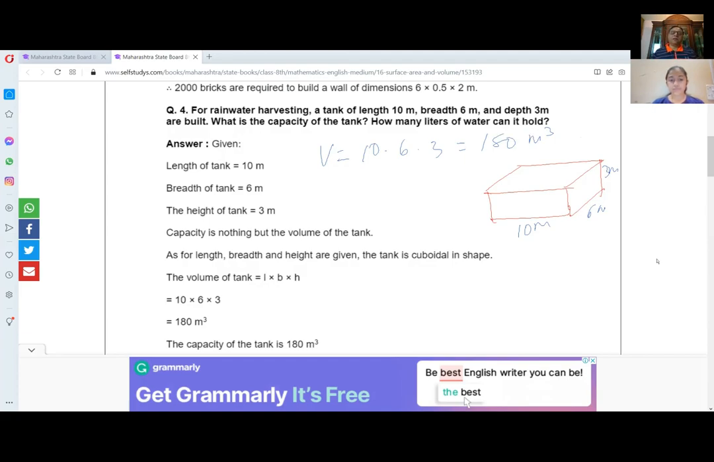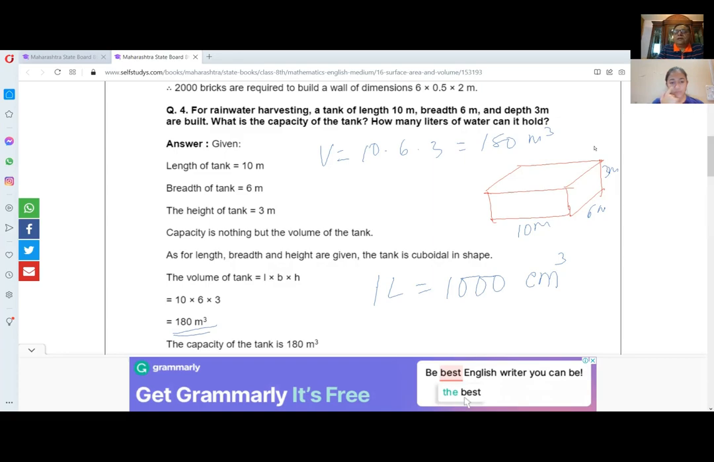Can you tell me what is the relation between liters and meter cube? What is 1 liter? 1 liter is 1000 milliliters, 1000 cc, centimeter cube. So 1 liter is 1000 centimeter cube. But what you calculated is meter cube. So in meter cube and liter, what is the capacity?